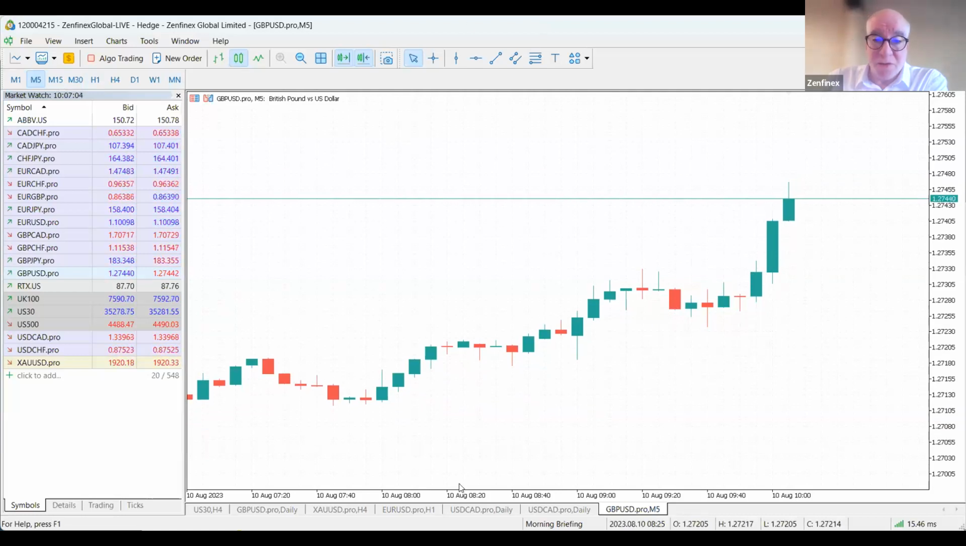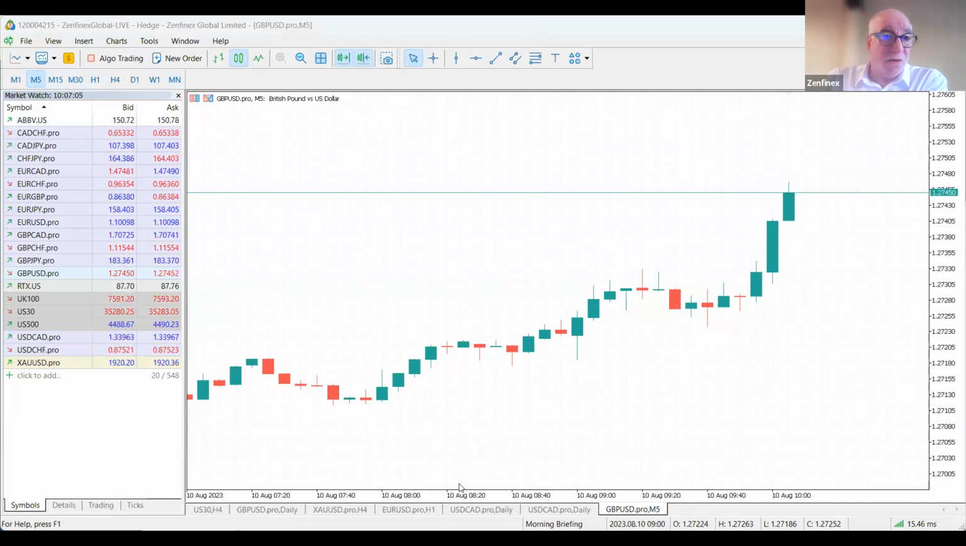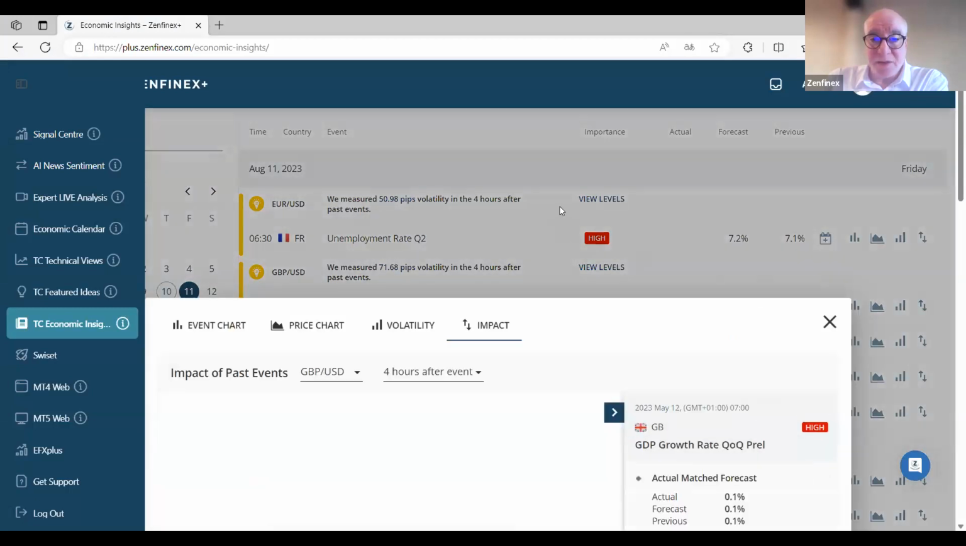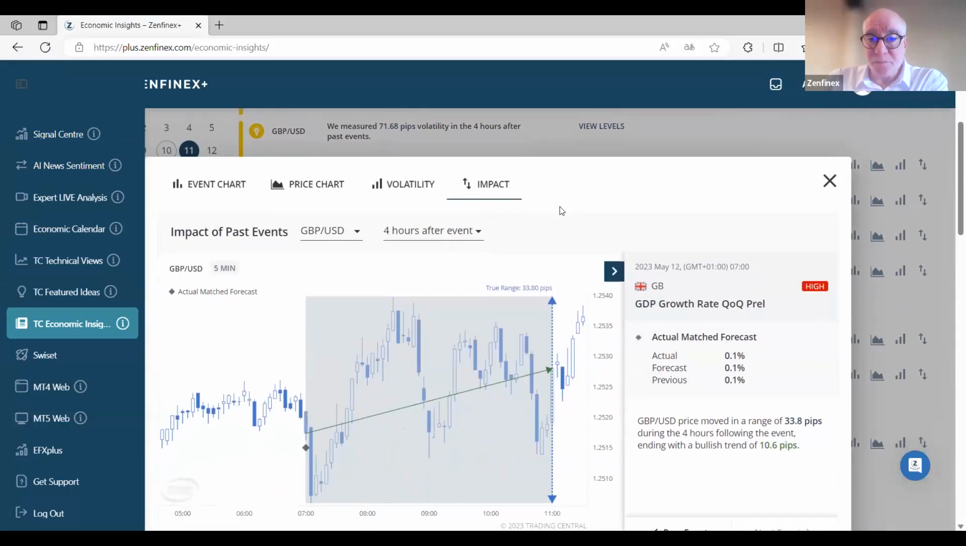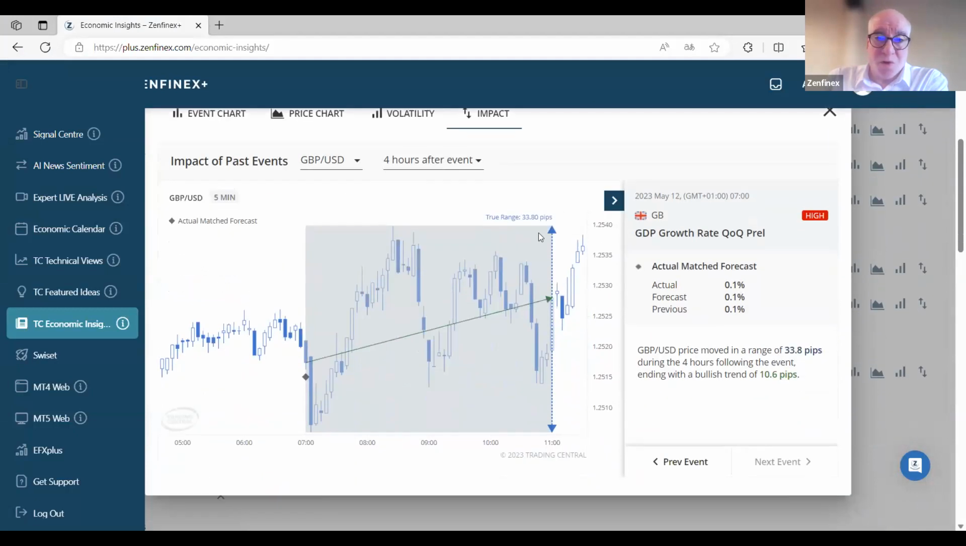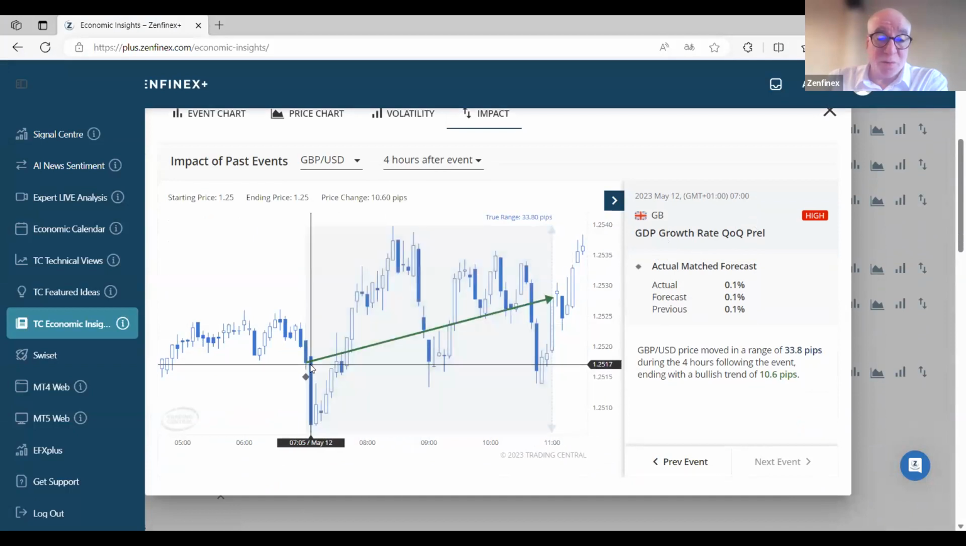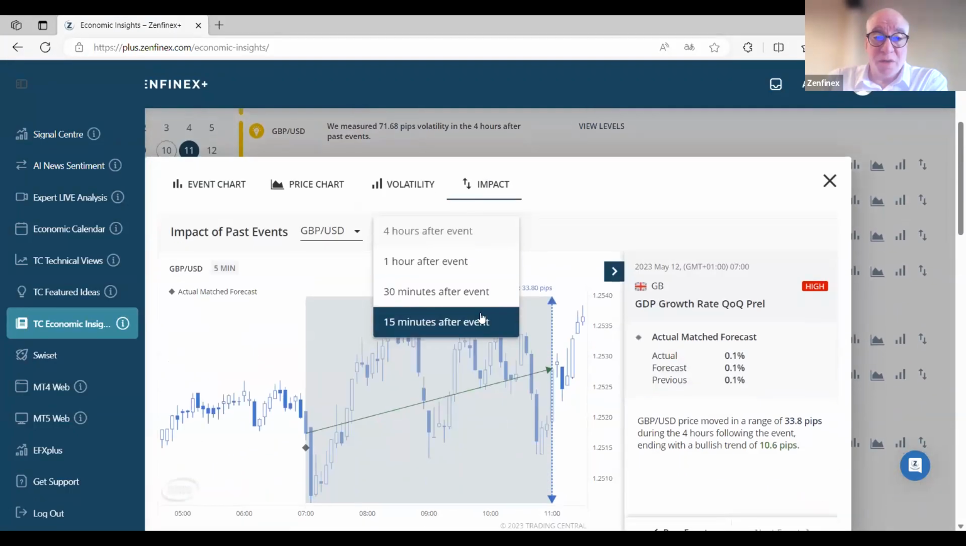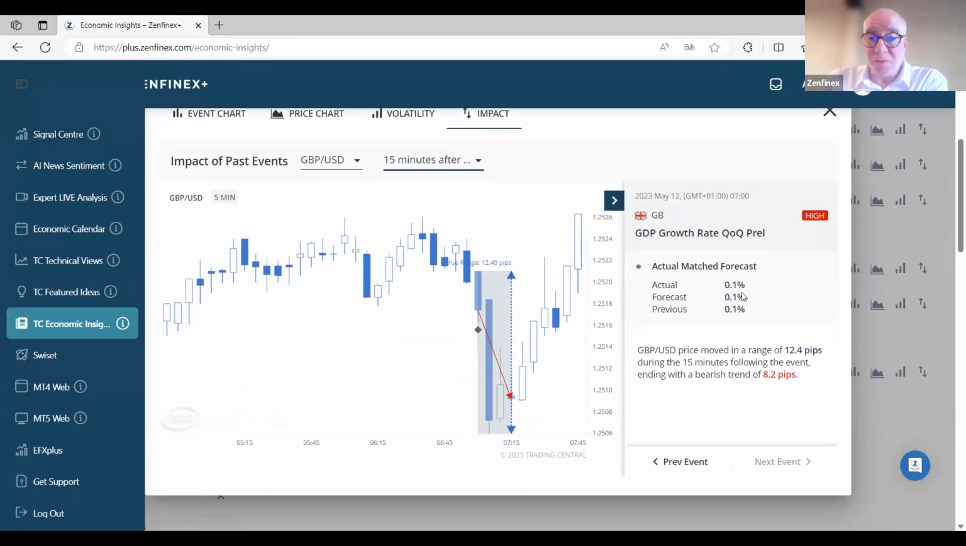So if I go back to the economic calendar on the plus tools, we can look at the impact monitor. We can see quarter on quarter what impact the last time this piece of news came out, quarter by quarter, and what it did subsequently thereafter, 4 hours afterwards, or in the short term afterwards. So in this particular scenario, it moved down.